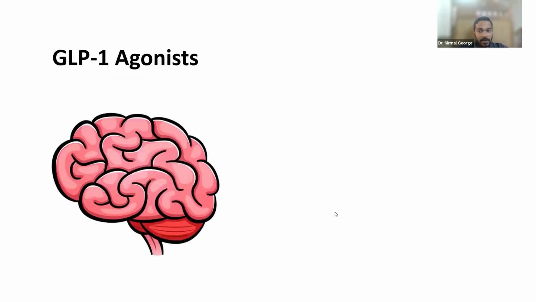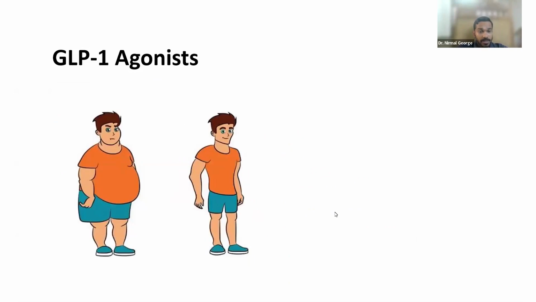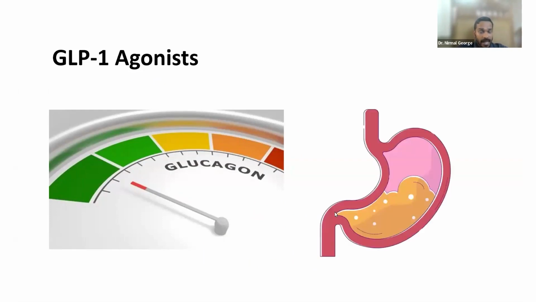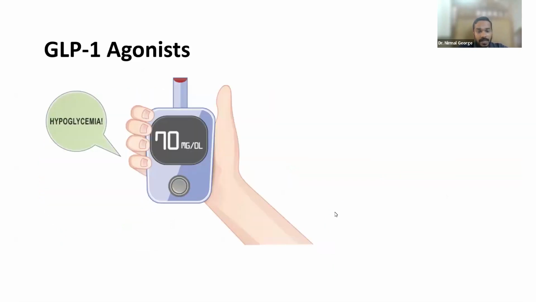GLP-1 also has action in the brain, and stimulation of these receptors will reduce the appetite. So GLP-1 agonists, by reducing the appetite, produce significant weight loss. They also reduce the glucagon and reduce gastric emptying. Basically, GLP-1 agonists increase the insulin secretion and also reduce the appetite. And this insulin secretion, unlike sulfonylurea, is only stimulated in the presence of glucose. So these GLP-1 agonists do not produce hypoglycemia.